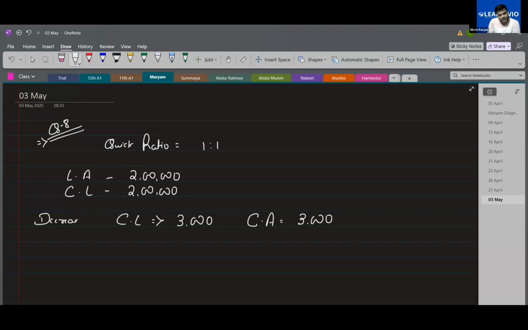If you are paying your current liability in cash, then your current liability will decrease, and your current asset will also decrease because you are paying cash. Cash is also a liquid asset. So your liquid asset will decrease by 3,000, and your current liability will decrease by 3,000.